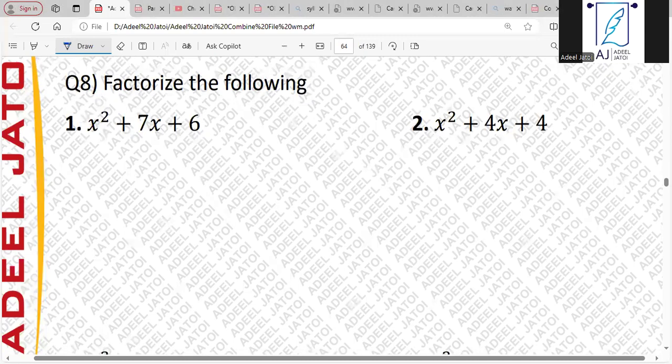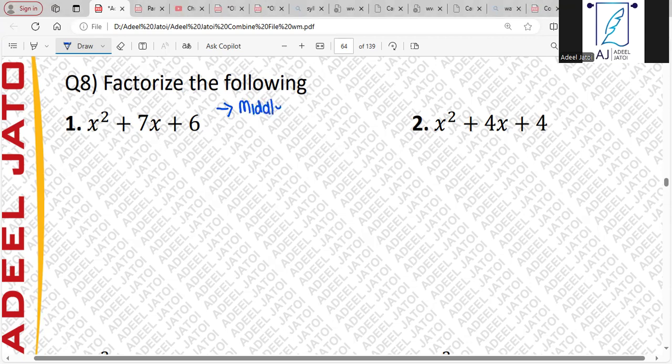Factorization of quadratics now. What we need to understand is that whenever we have a quadratic expression, we will see that we have a square. So when we have a square, we will be working with two things.